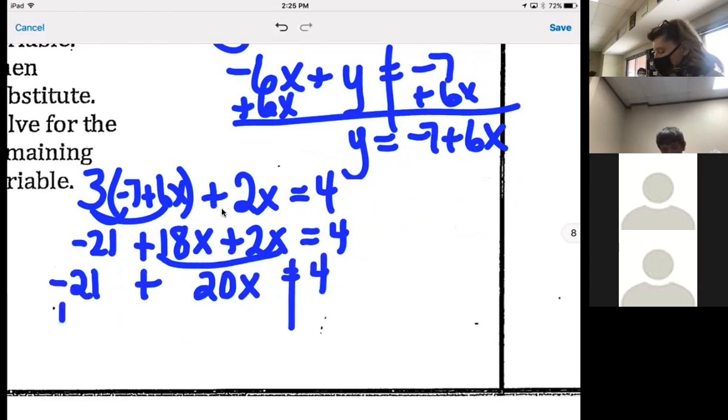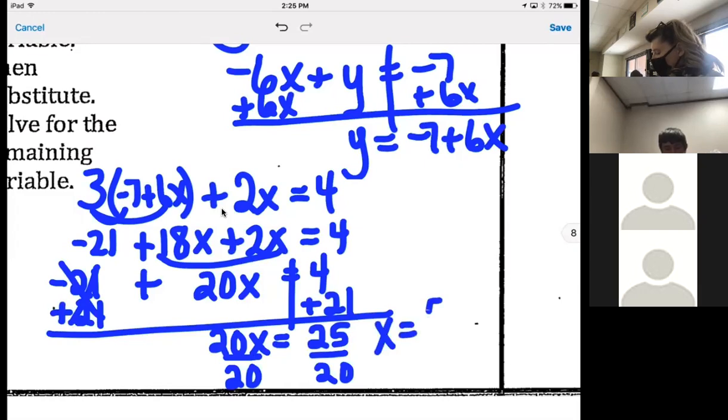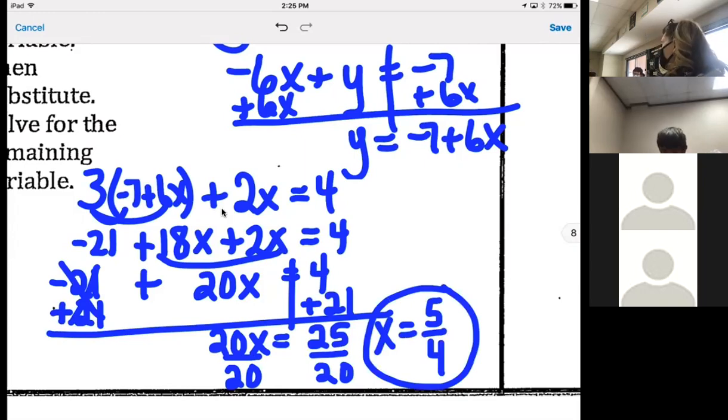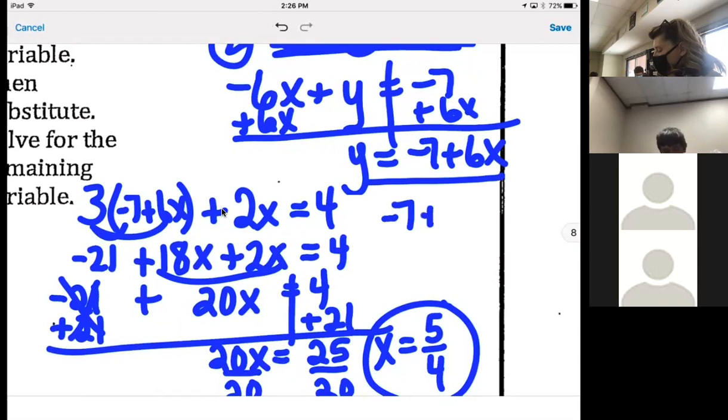Now I want to get this over to the other side. Which gives me 25. Again, not a nice number. X equals 5/4. Okay, now I still have to go back and plug it in somewhere for my y. Guess what the easiest place is? This one right here. So I take -7 plus 6 times 5/4.